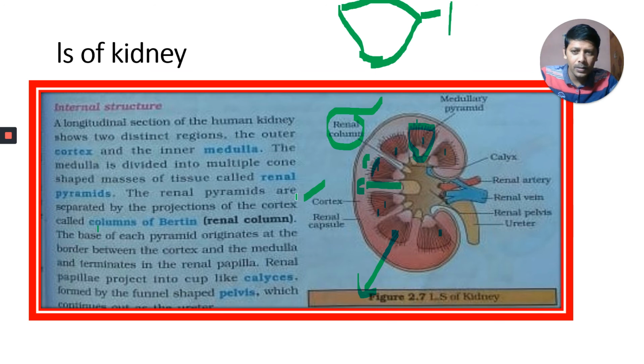It originates near this border, and it terminates in the renal papilla. This ending part is called the renal papilla, and the renal papilla projects into a complex structure called calyces. This is a minor calyx, and there are several minor calyces. This is a major calyx. Together they form the pelvis, and the pelvis continues outside as the ureter.